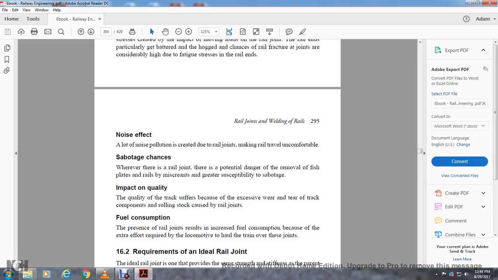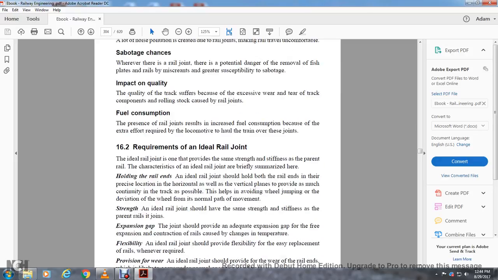Impact on quality: the quality of the track suffers because of the excessive wear and tear of the track components and rolling stock caused by the rail joints. Fuel consumption: the presence of rail joints results in increased fuel consumption because of the extra effort required by the locomotive to haul the train over these joints.